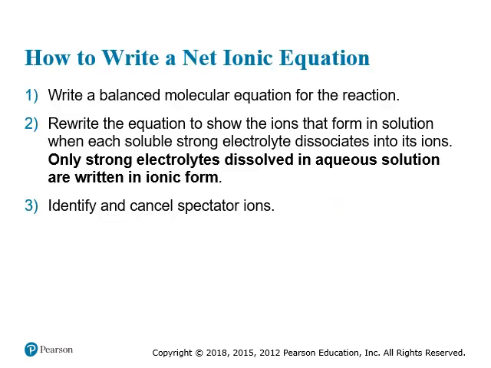Now, how do we write a net ionic equation? Well, first and foremost, we have to have a balanced molecular equation for a particular reaction. We then convert that molecular equation into a complete ionic equation by showing which things dissociate into ions. Lastly, we're going to identify any spectator ions and remove them, resulting in the formation of our net ionic equation.